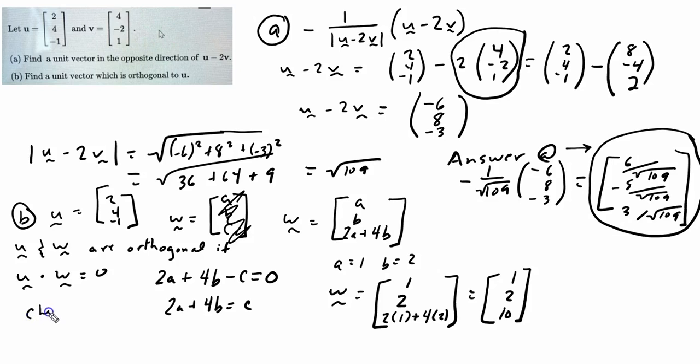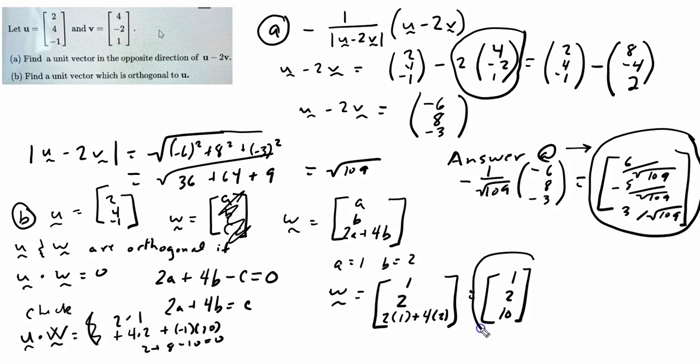I can check that. If I take their dot product, I'm going to get 2 times 1 plus 4 times 2 plus negative 1 times 10. And 2 times 1 is 2, plus 8 minus 10 is equal to 0. So this vector W is orthogonal to U. But your instructions say to find a unit vector. So we just have to normalize this vector.